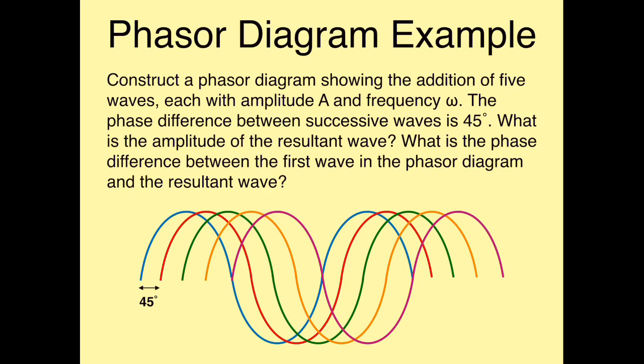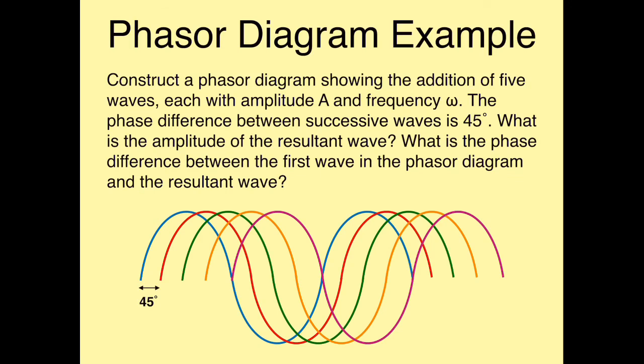Let's construct a phasor diagram showing the addition of 5 waves, each with amplitude A and frequency omega. The phase difference between successive waves is 45 degrees. What is the amplitude of the resultant wave? And then as a follow-up, what is the phase difference between the first wave in your diagram and the resultant wave?